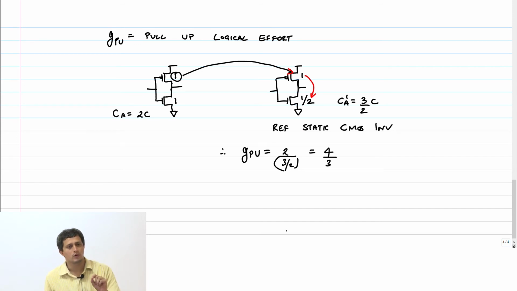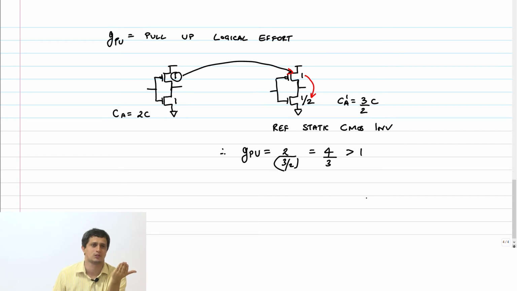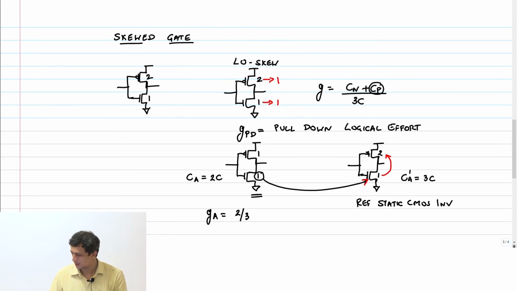So what did we do? This clearly is greater than 1. For a low skew inverter where I am favoring the falling edge, I brought the logical effort to 2 by 3. But I had to increase the logical effort for the pull up to 4 by 3 in the process. Clear? So similarly, you can construct what is known as a high skew inverter.